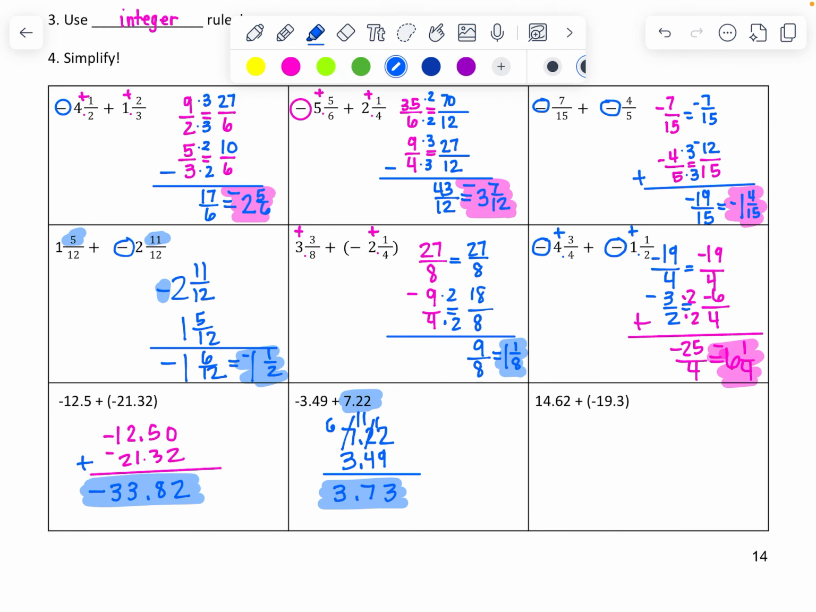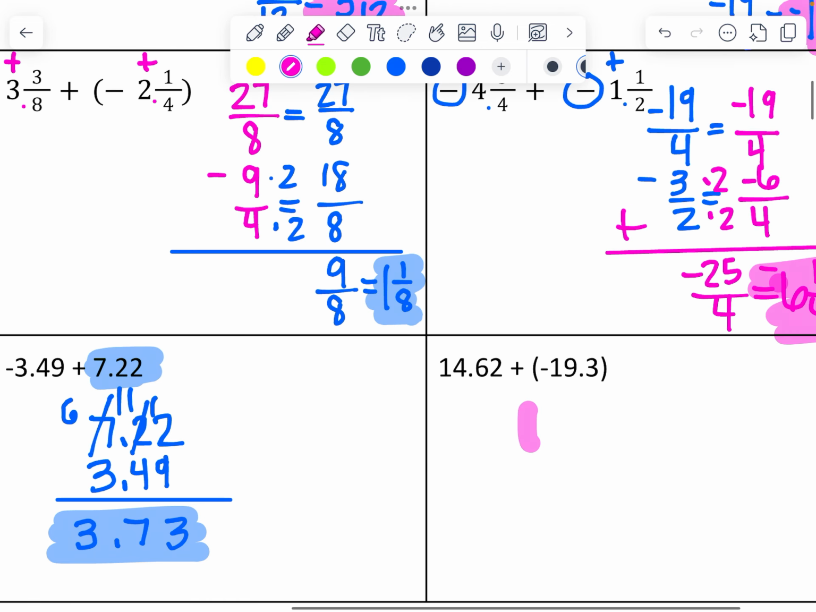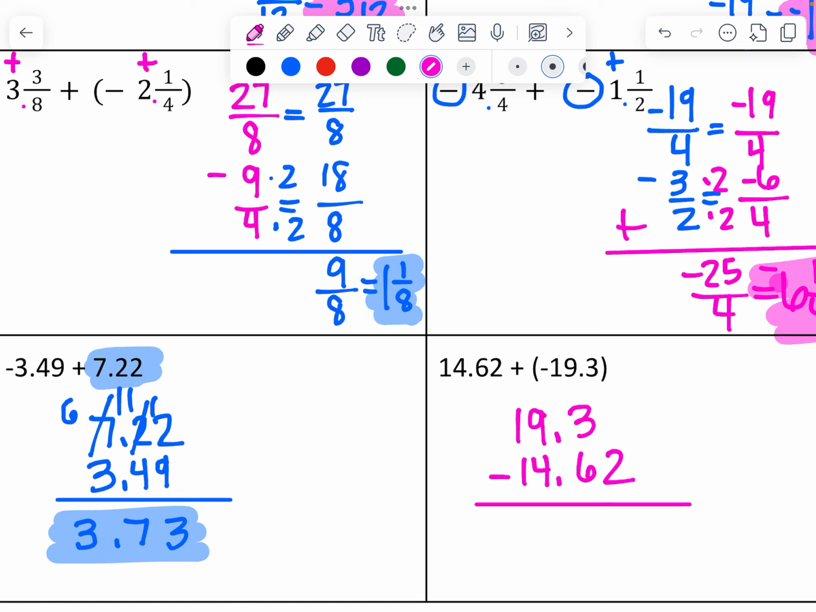Last one, again, opposite signs. I'm going to put the bigger one on top, which is 19.3. Smaller one on the bottom. Don't forget about your sign.